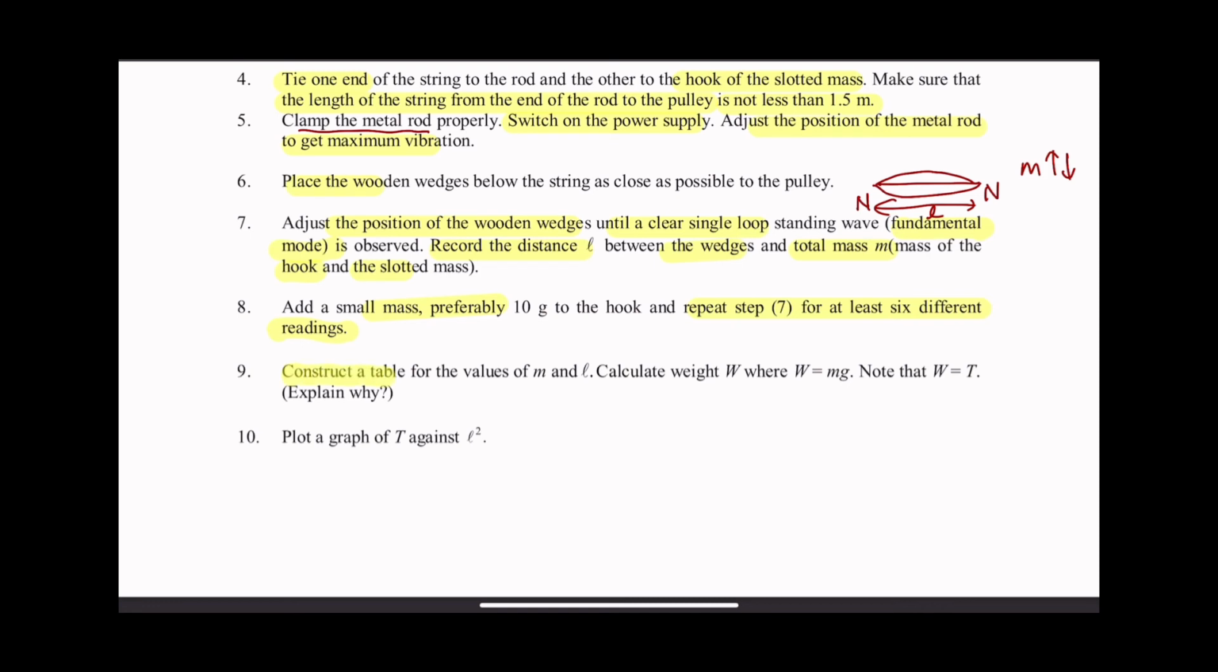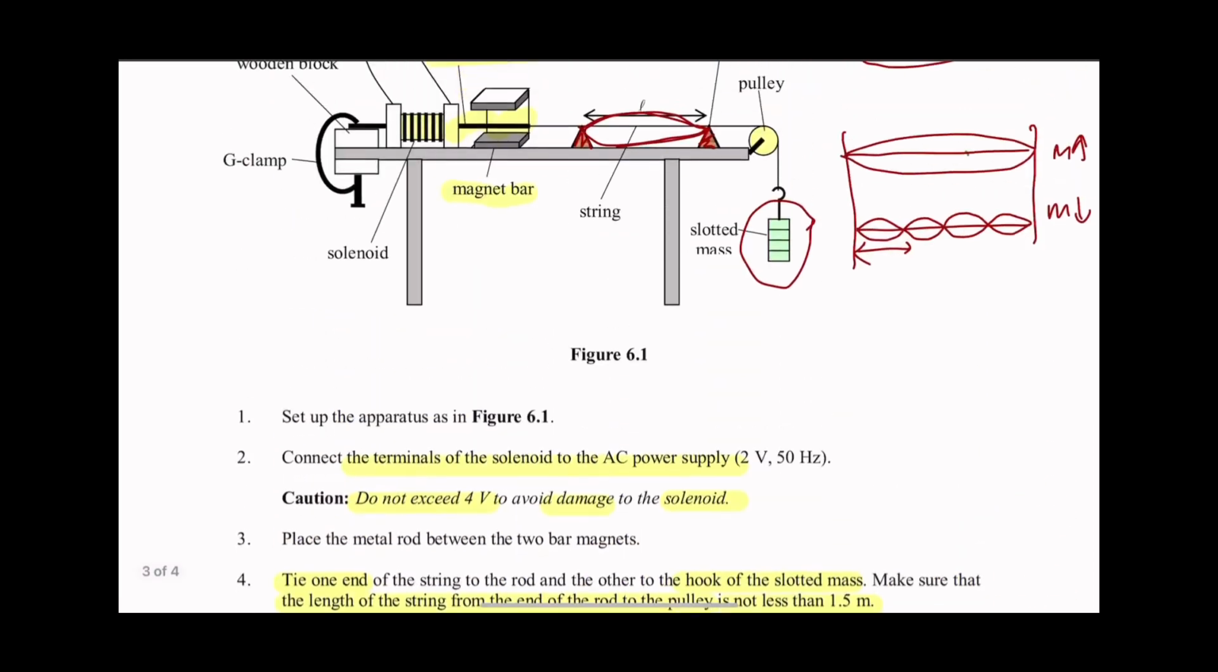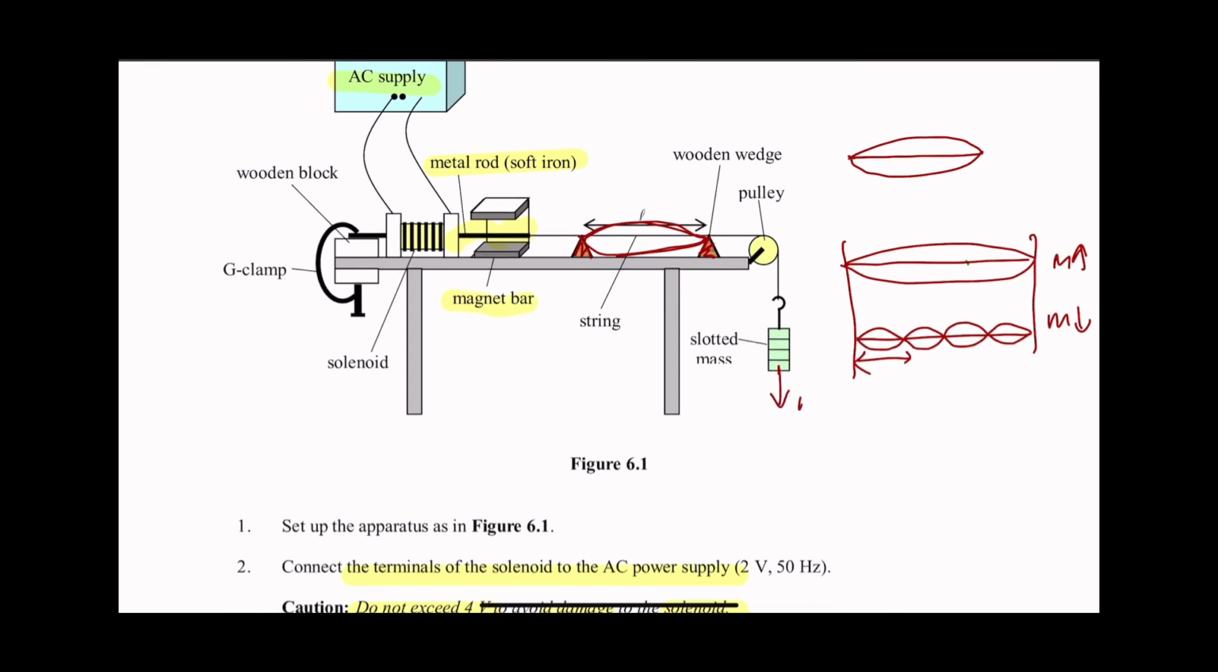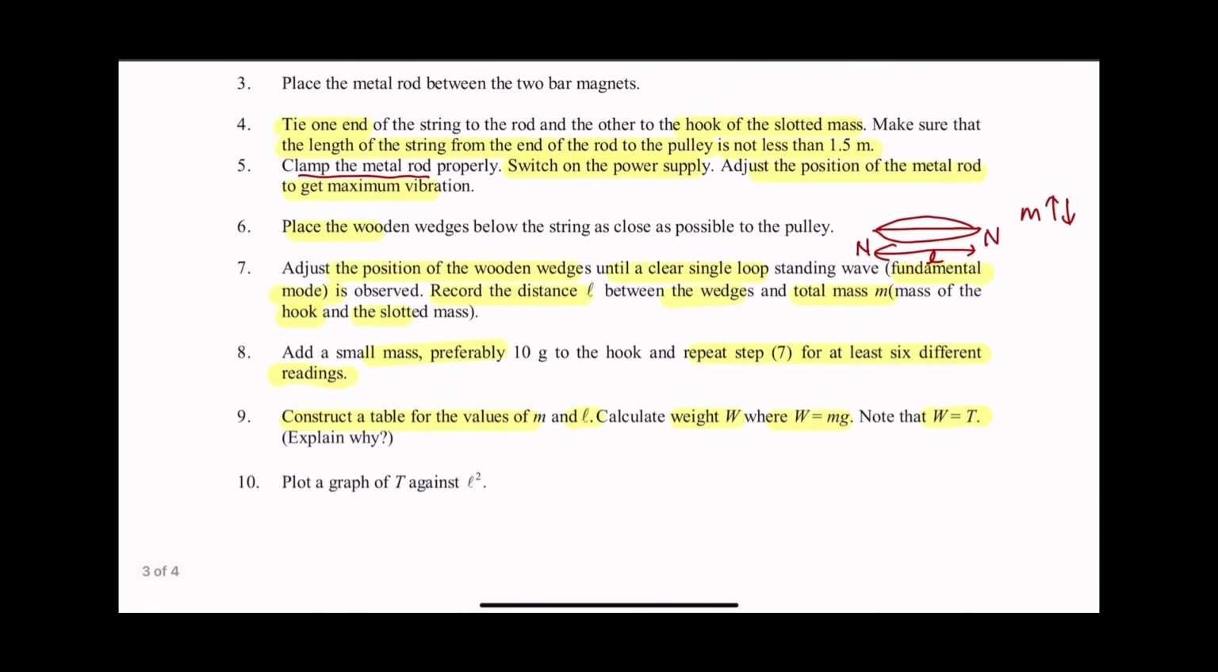So construct a table for the values of M and L. Calculate the weight, where weight is equal to mg. Why is weight equal to mg? It says note that weight is equal to T, and you have to explain why weight is equal to T, based on the equation you learned before. As you know, the slotted mass has weight, and the string has tension, but the case is stationary, meaning no motion. So here you know the summation of Fy is equal to 0, so T is equal to W. So T is equal to mg directly. But remember that the mass must be changed to SI units, in kg.